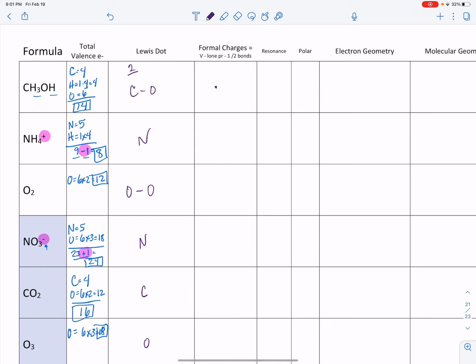This one's a little bit odd to draw. I'll go ahead and draw this one in. So to give the right number, if we do this like this, that will give us 2, 4, 6, 8, 10, 12, 14 electrons. If you had tried to do it this way, that also would have given you 2, 4, 6, 8, 10, 12, 14 electrons.